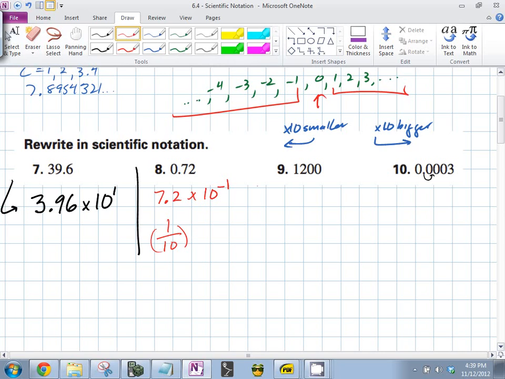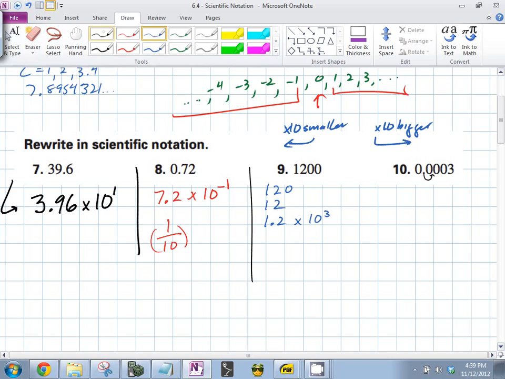Now, 1200 is way too big. If we move the decimal place to the left once, we made it 10 times smaller, 100 times smaller, 1,000 times smaller. So if we made it 1,000 times smaller, we need to multiply it by 1,000 to balance out the movement of the decimal.